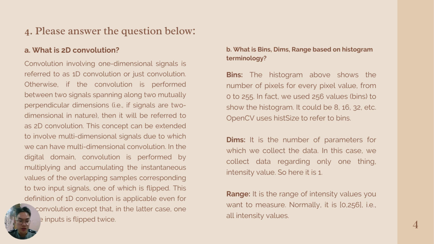Convolution is performed by multiplying and accumulating the instantaneous values of the overlapping samples corresponding to two input signals, one of which is flipped. This definition of 1D convolution is applicable even for 2D convolution, except that in the latter case, one of the inputs is flipped twice. This kind of operation is extensively used in the field of digital image processing, wherein the 2D matrix representing the image will be convolved with a comparatively smaller matrix called a 2D kernel.